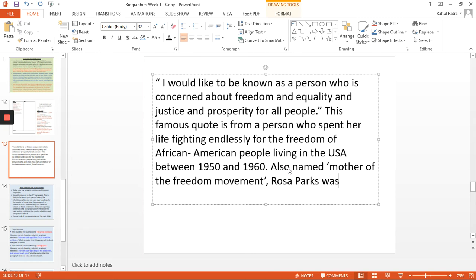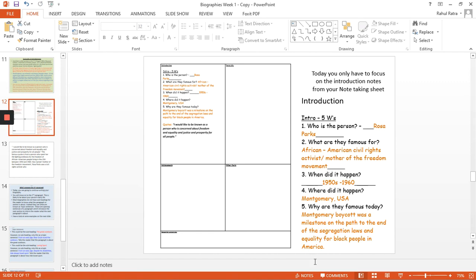Let's get her job in. So, was a civil rights activist who became also named Mother of the Freedom Movement. Rosa Parks, we finally got the name in, was a civil rights activist who, what was she famous for? Let's go back. Yeah, she was famous for the Montgomery boycott, which was a milestone on the path to the end of the segregation laws and equality for black people in America.